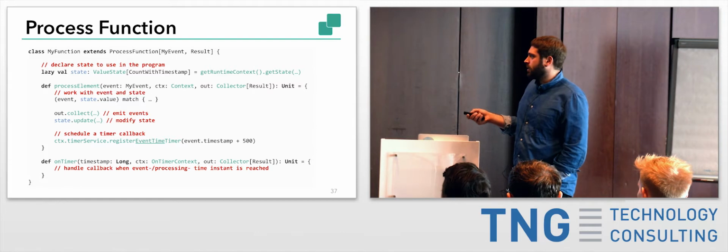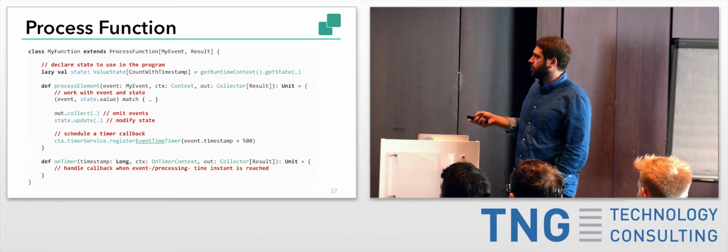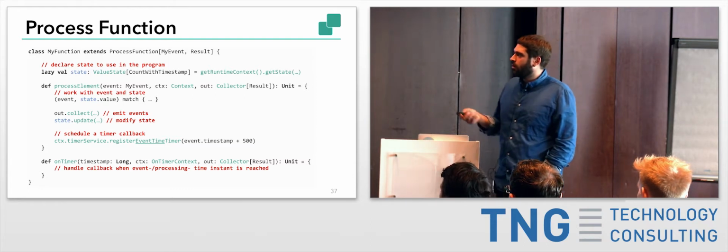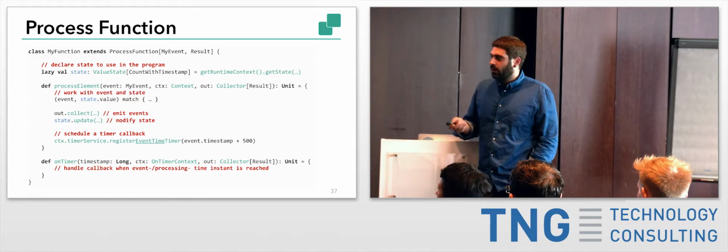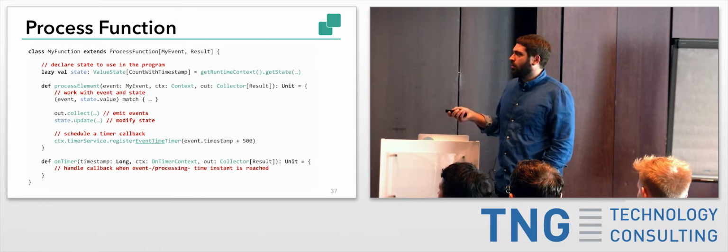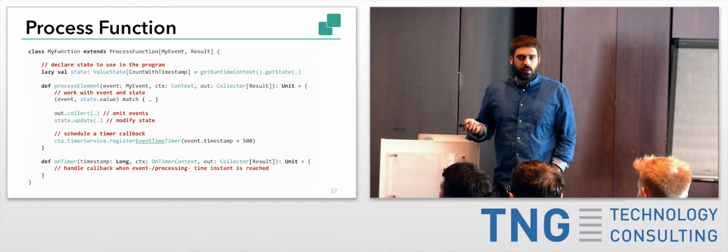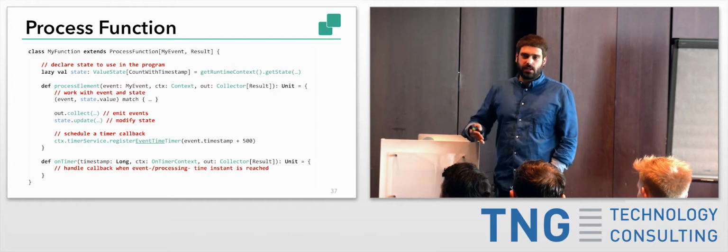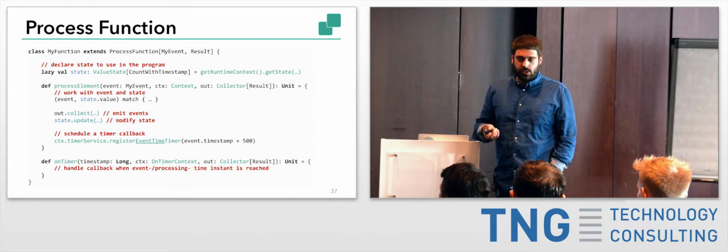And just a few examples of how this looks. This is the process function: you declare state, and you have one function that is process element. You get an element, you have state, you do something with it, you emit something. You can register callbacks on time, and then you have another function that is called when some time arrives, and then you can do something with it.